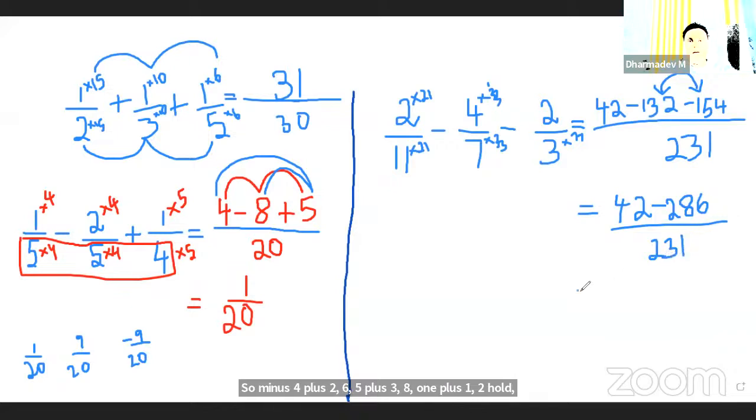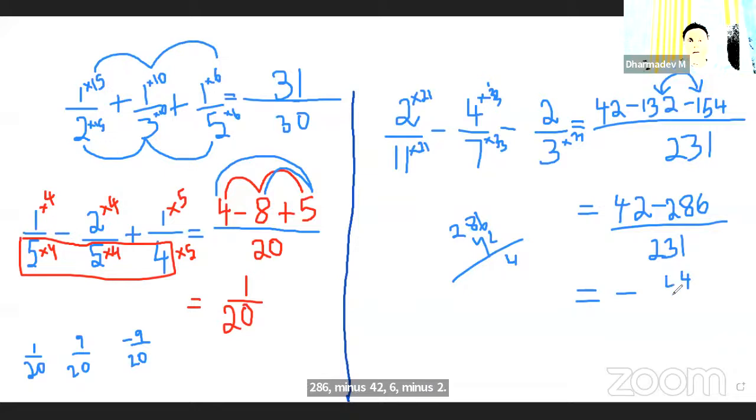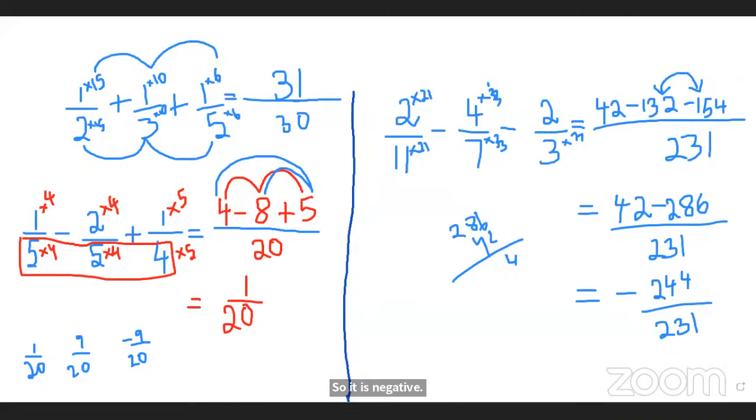231. Now, to solve further, the bigger number is negative, so the answer is negative, and I'm going to subtract. 286 minus 42: 6 minus 2 is 4, 8 minus 4 is 4, and 2. So the whole divided by 231. So it is negative 244 divided by 231. Check it. Any doubts, please do let me know.